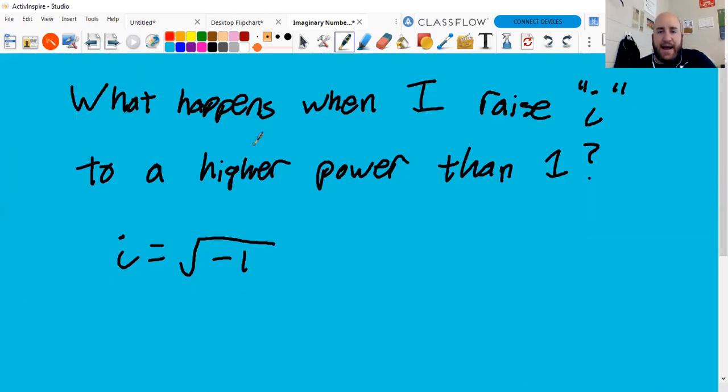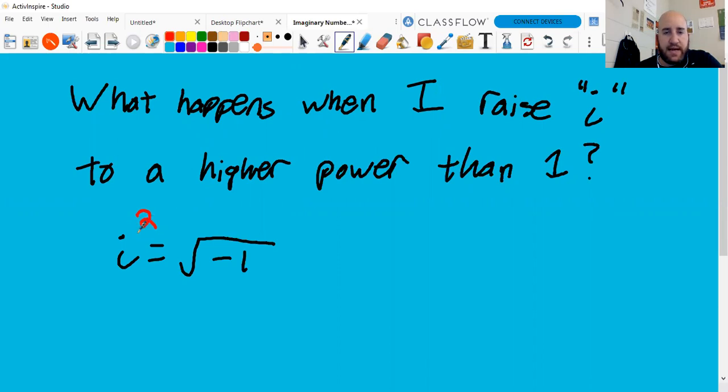So what happens when I, myself, raise I, the imaginary number, I put in quotations because capital I and lowercase I look kind of funny to me. What happens when I raise I to a higher power than 1? So this is where you might want to get a different color if you're writing this in regular pencil, because I'm about to use red. Okay, again, you can use whatever color you want. I'm going to put I squared here.